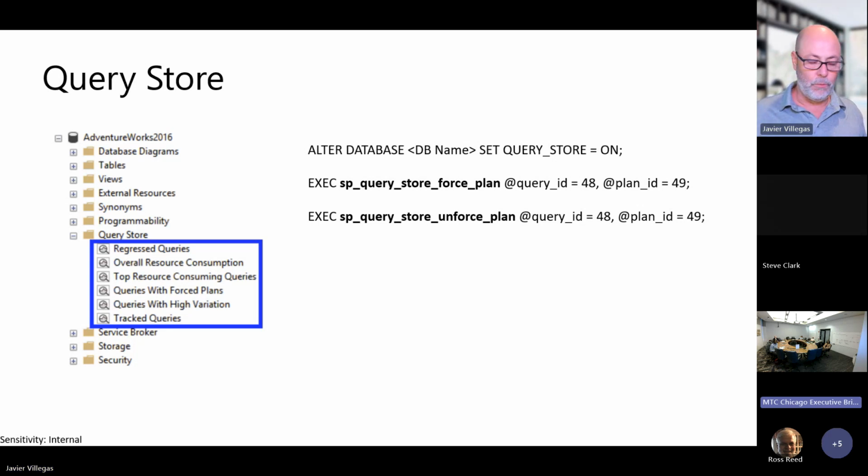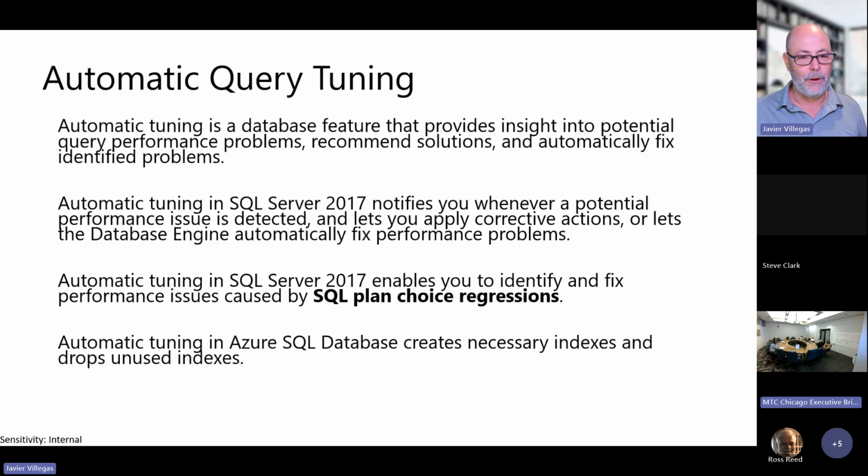So, wow, we have all this information here, and if we see a regression, we just go there and force the last plan. We don't need to recompile or do any code change. We just go there and force the previous plan, and with that, we go back to the performance that we had before. So that was awesome back in the days, right? But there was something missing.